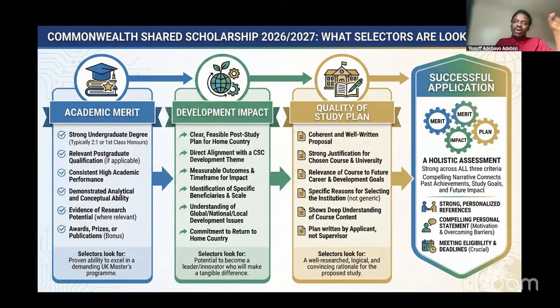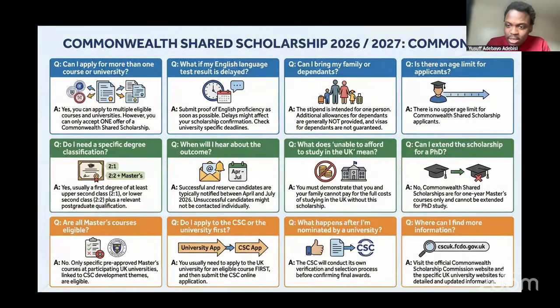You have to submit your application to the UK university, and at the same time, you have to submit your application to Commonwealth Shared through their website. The website is available. This is the website here. You can easily Google it and see the website. So you have to submit your application, and you can create different applications for different schools.